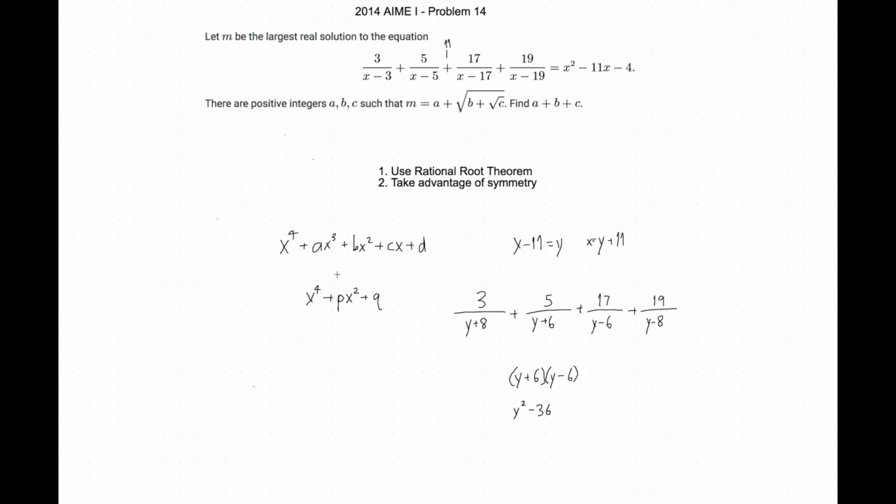And usually lowering the degree of a polynomial is very difficult, and this is one of the few strategies that you can use. And then we have to simplify the right-hand side, and we notice x times x minus 11 minus 4. And since x minus 11 is y and x is y plus 11, this comes out to this.